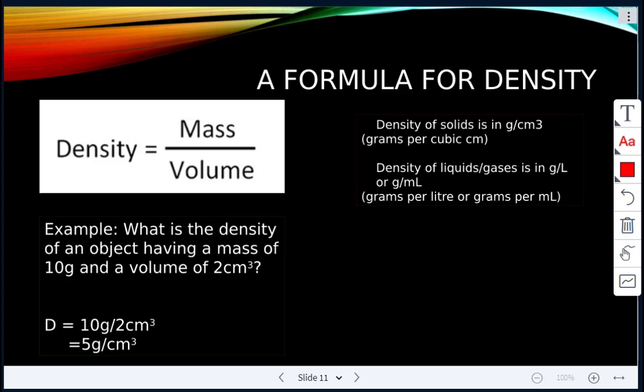Okay, so using our formula, we know that density is equal to mass over volume. When we put this into our formula, our mass was 10 grams, and since it's a solid, our volume is 2 centimeters cubed. So 10 divided by 2 gives me 5. Make sure we use the correct units: it's grams per centimeters cubed.